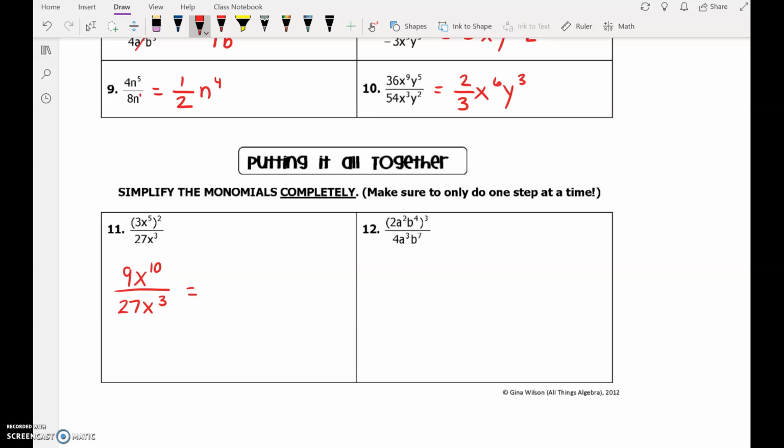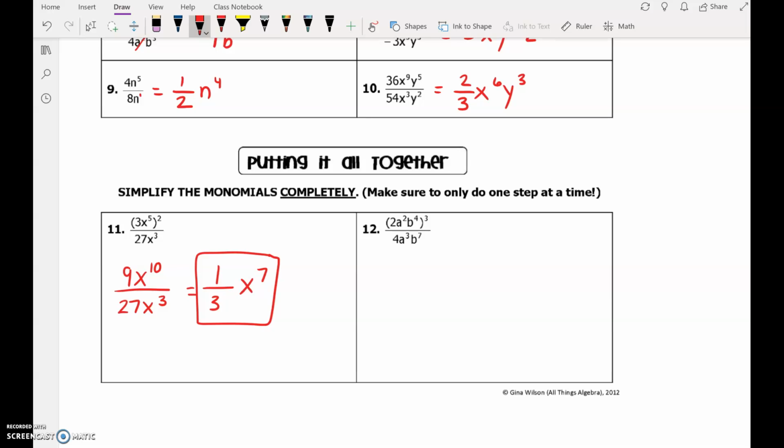9 and 27 are divisible by 9. So 9 divided by 9 is 1. 27 divided by 9 is 3, and as I divide, I then have to subtract the exponents. So 10 minus 3 is 7. So 1/3 x to the 7th is your answer for number 11.